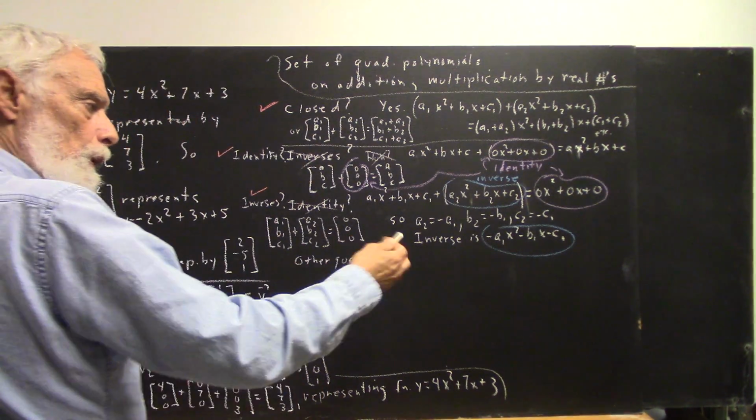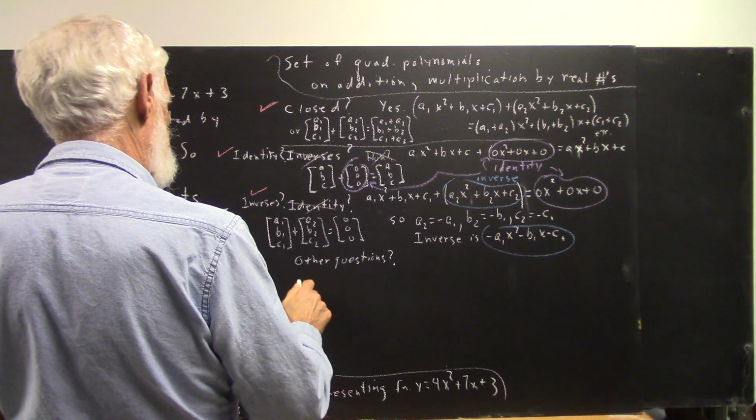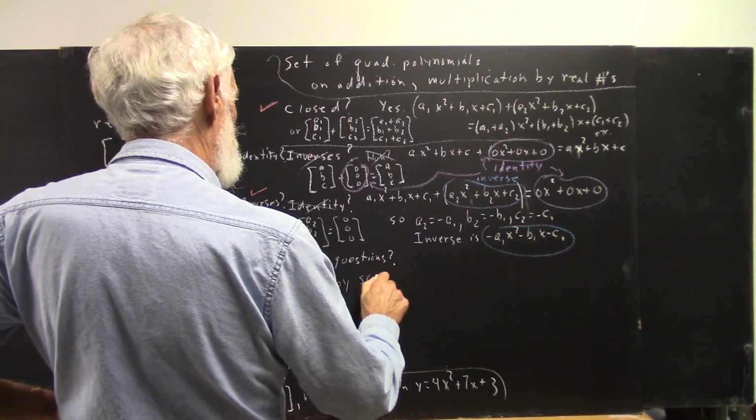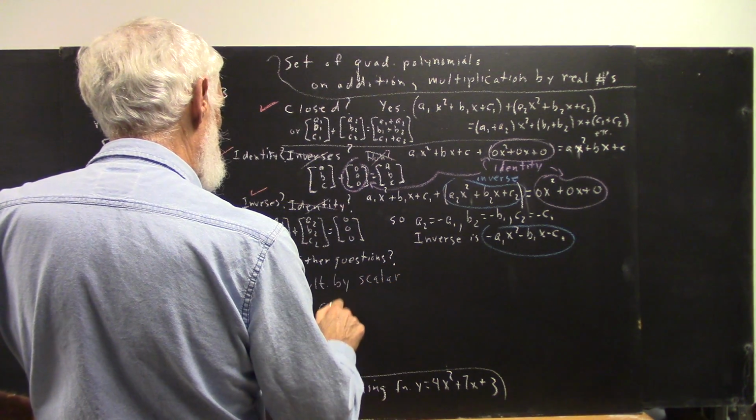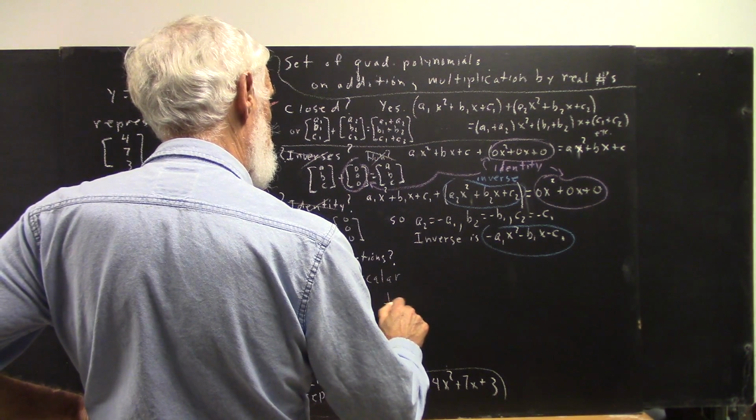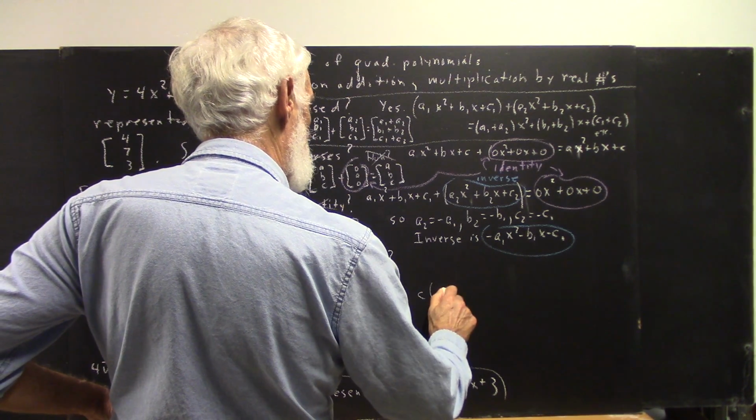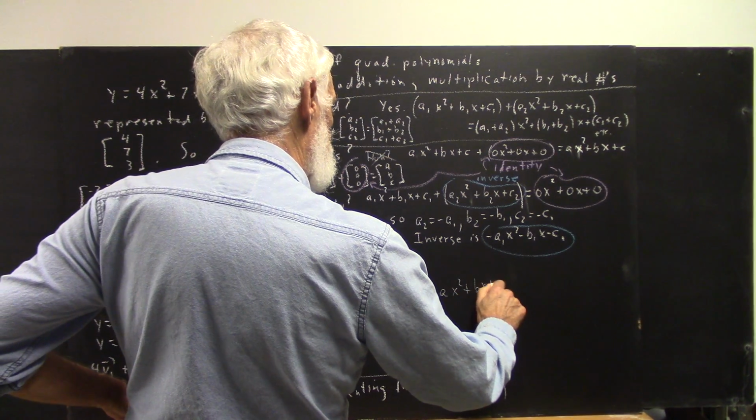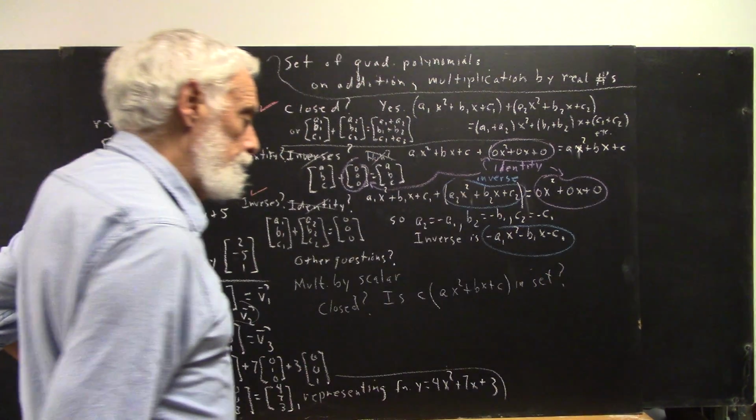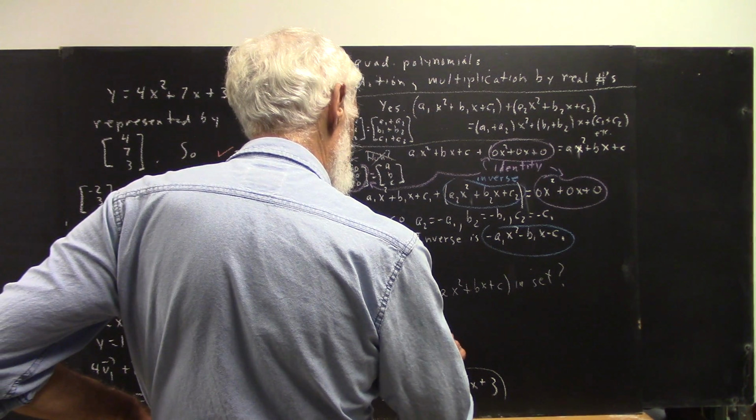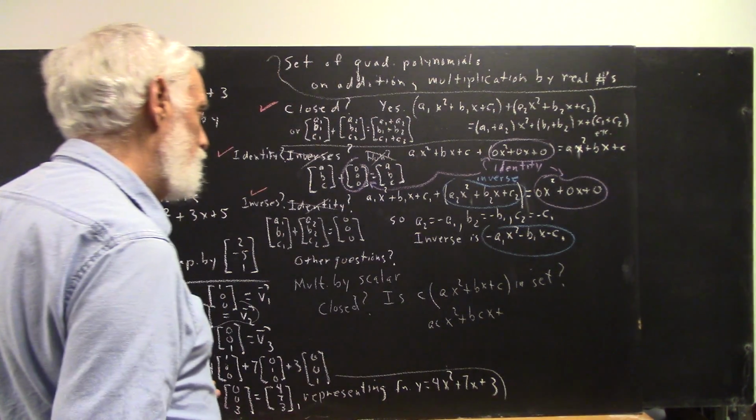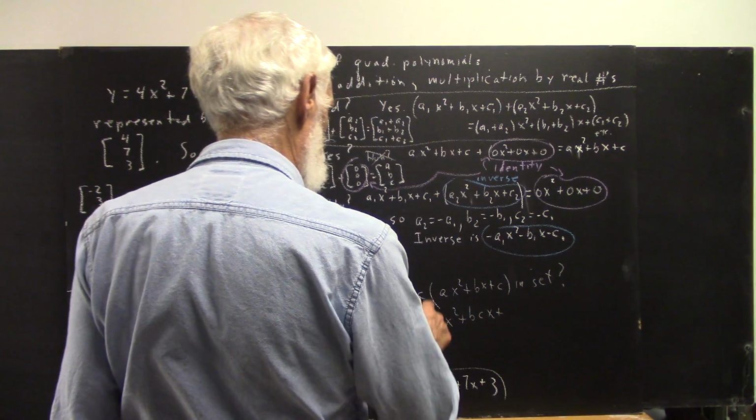Okay. Other questions that we can ask. Multiplication by a scalar, is it closed? Well, is C times ax squared plus bx plus c in the set? Okay, well, and I used C, and when I got to this I realized that was a bad idea.